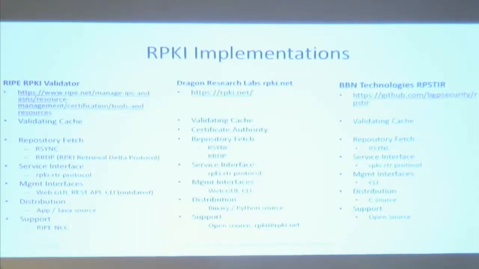Some interesting differences: we've talked about the up-down model and running in a delegated mode. The Dragon Research Labs validating cache can also act as a certificate authority and run the up-down protocol if you want to run in a delegated mode. We talked about the 2 protocols for doing the RPKI synchronization. So they all do rsync, the original method of doing this. Both the RIPE Validator and the Dragon Research Labs have running implementations of the new Delta protocol, the HTTP-based protocol.